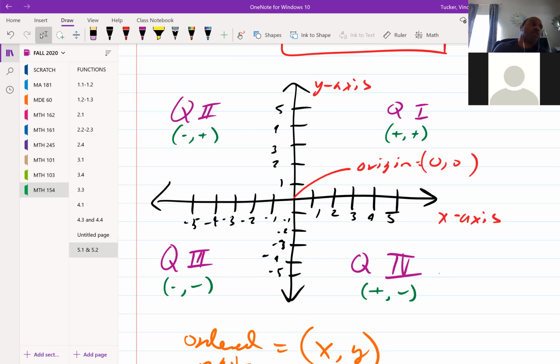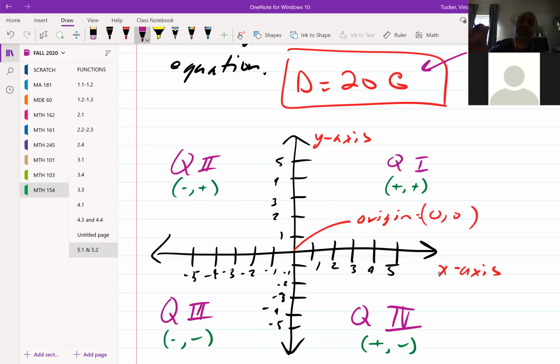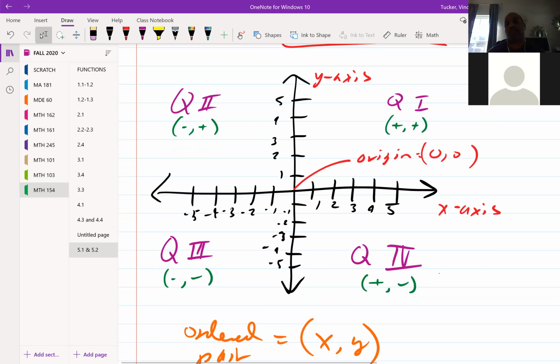But your plane is going to be made up of 2 axes. Your horizontal axis and your vertical axis. Your horizontal axis is your x-axis. Your vertical axis is your y-axis. And the lettering can change according to what we're dealing with. Of course, we're dealing with D and G. We'll talk about that in a second. But where they intersect will be your origin. 0, 0 is always the coordinate of your origin.